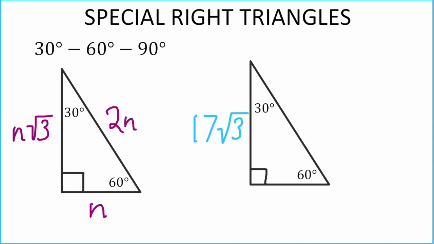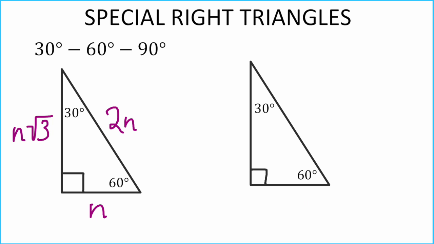All right, this time you're given the long leg, and it is in the form that we like to see. The long leg is 17 radical 3. So if the long leg's 17 radical 3, that means the short leg is simply 17. And then to get the hypotenuse, take the 17 and double it and get 34.